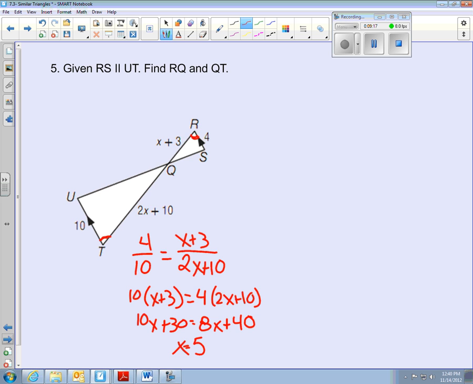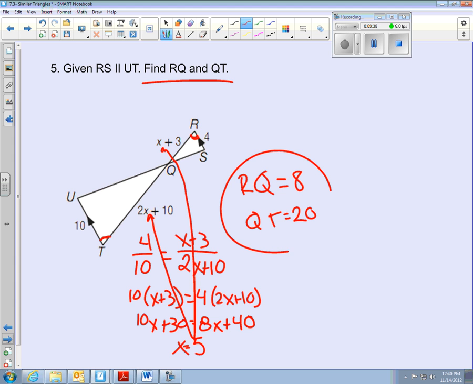Now don't forget, your question actually asked you to find RQ and QT. So I'm going to just plug that 5 back in there and there. So I know that my RQ is going to be 8 and my QT is going to be 20 with that one.